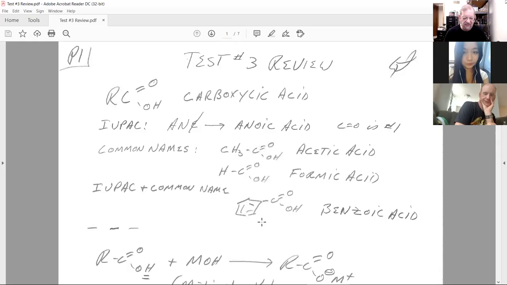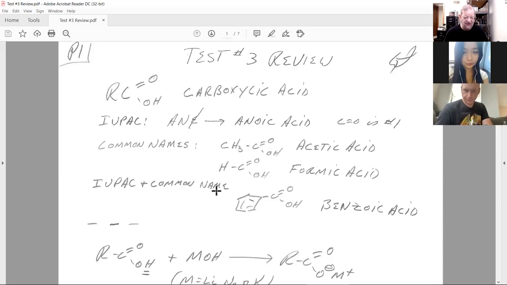Now, when R is a benzene ring, the common name was benzoic acid. However, IUPAC, in their infinite wisdom, like other things, said, well, you're not going to change those organic chemists. We'll call it benzoic acid as the IUPAC name, and you should know that.